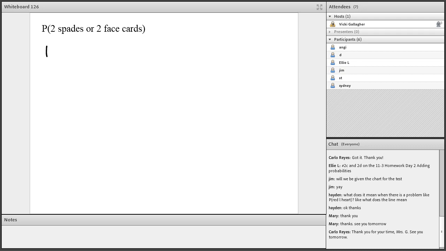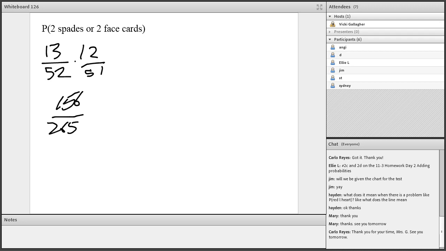So spades, there are 13 spades in a deck of cards. And once I take one of them out, there will only be 12 spades in the deck of 51 cards now. So this is spades. Okay, so the probability of pulling out 2 spades is 156 out of, I should know this because I've been multiplying it all night, 2652. Okay, so that was spades.